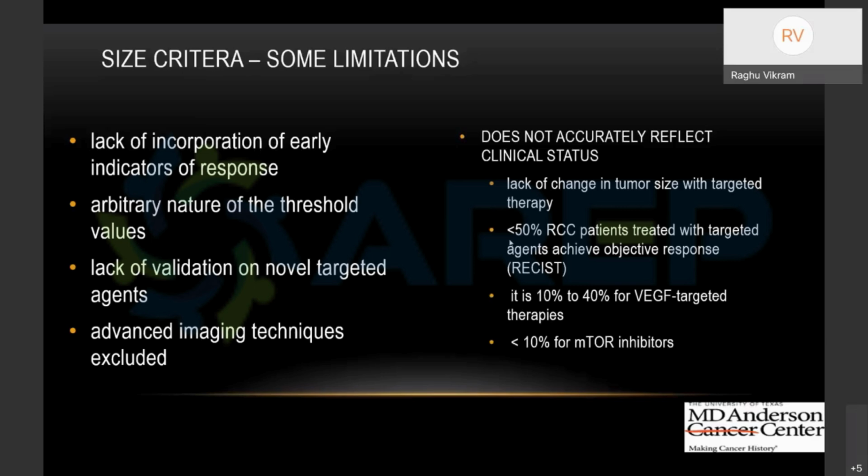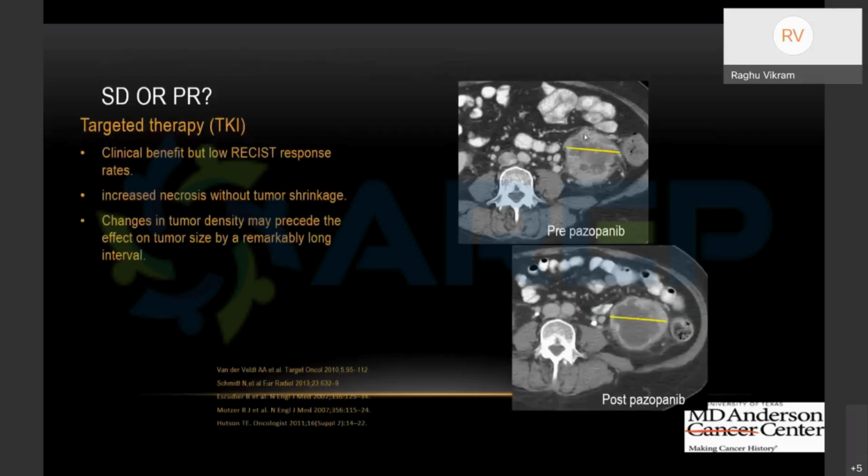Because, for example, in the next example I'll show you, this is a renal cell carcinoma, which was treated with pazopanib, and you can see the size doesn't change, but the tumor has decreased in its enhancing characteristic. And so obviously there's a lot less solid tumor, but the size is the same. On RECIST, you'll say you should actually categorize this as stable disease.